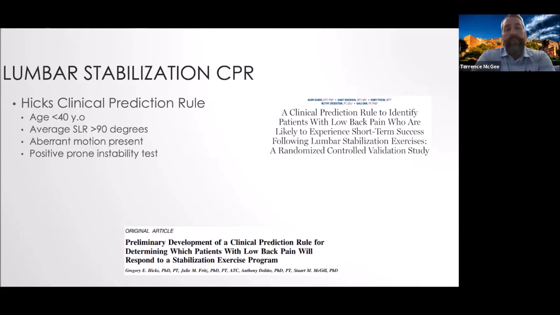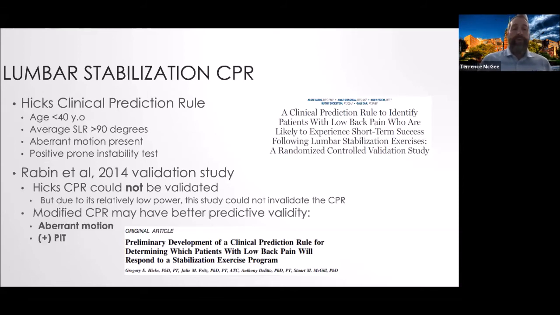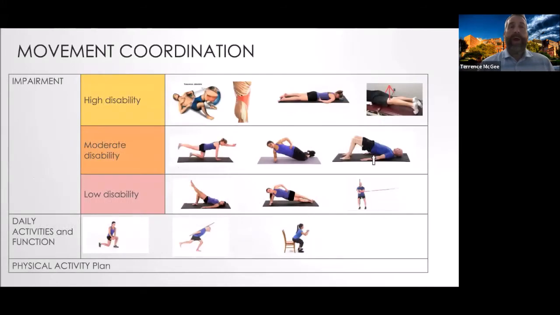So individuals, the more variables that they had present, what they found was that these individuals tended to benefit from lumbar stabilization. So in the validation study, unfortunately, they couldn't validate the rule, but the two most predictive variables were the aberrant motion and the prone instability test. And these are ones that I use regularly or look for in clinical practice, as well as teach with our residents. So how do we intervene?